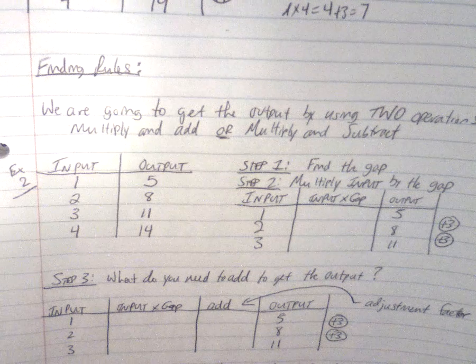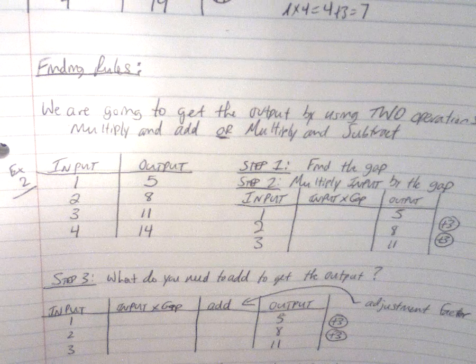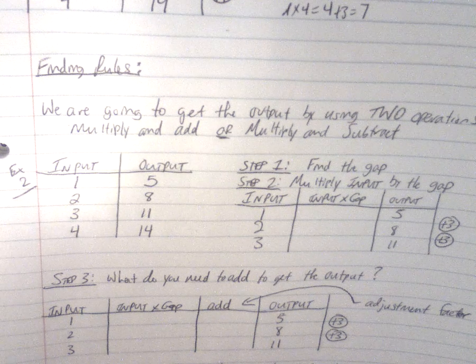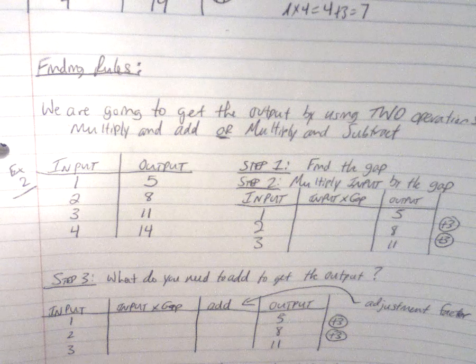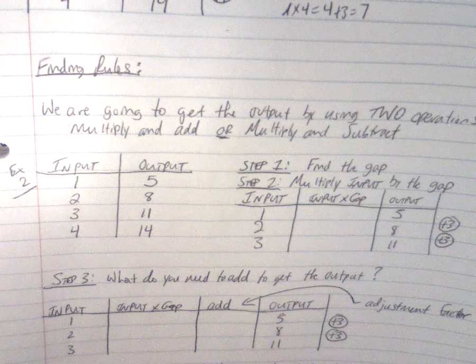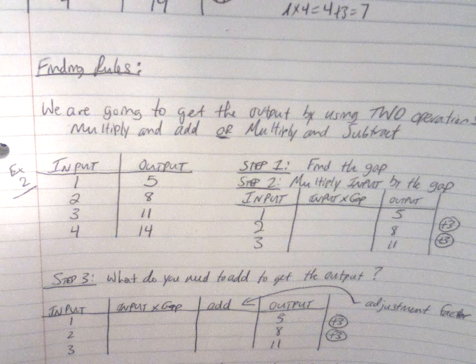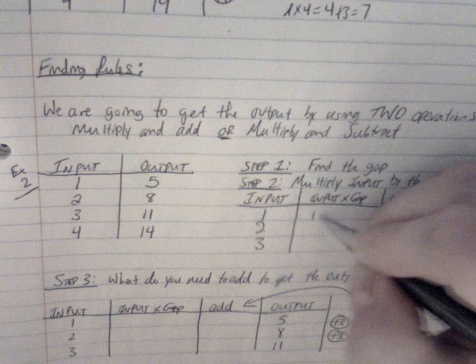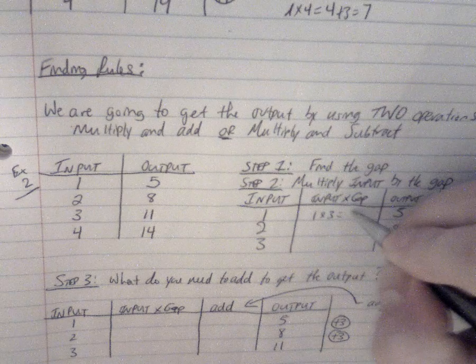Now, step number 2. What we need to do is our first math operation. The first math operation is to multiply the input with the gap. Multiply the input with the gap. Well, 1 times 3 equals 3.